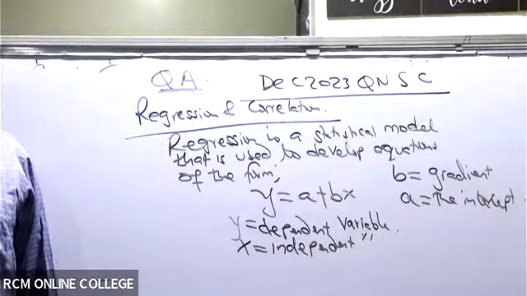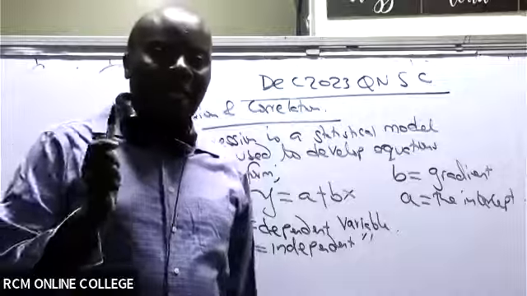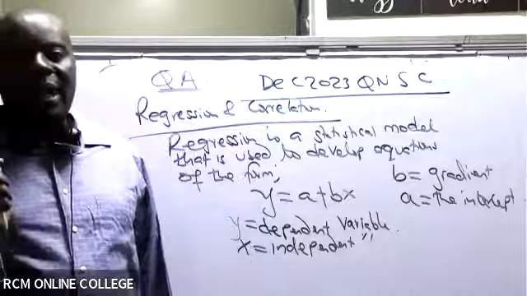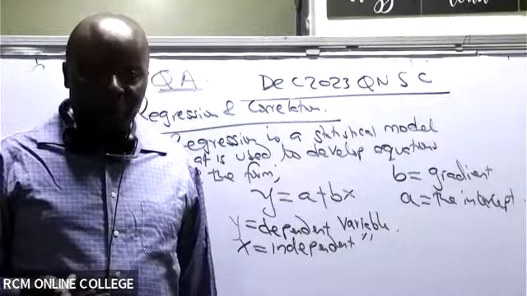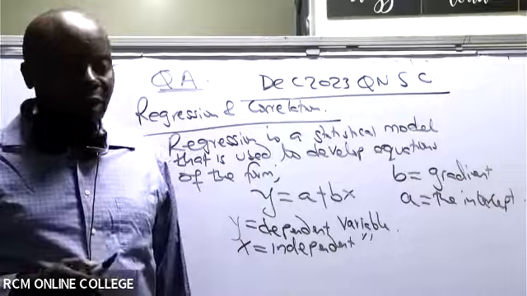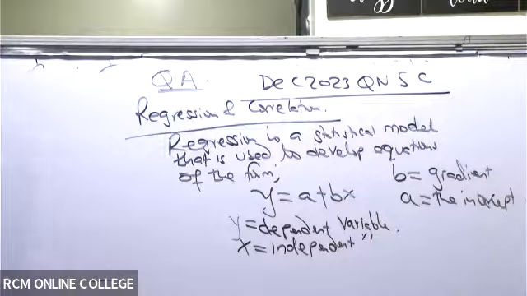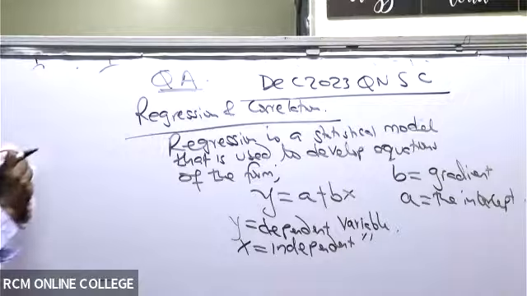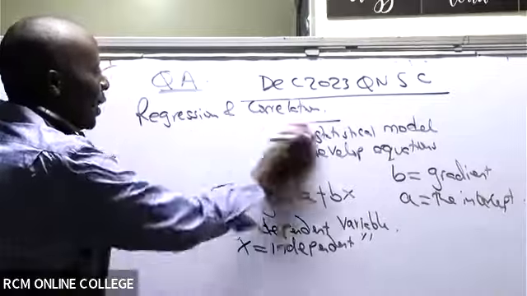Now, ladies and gentlemen, for the years that I've been leading teams to mark ACCA exams, I know normally where students go wrong. In most cases, you'll be given two variables. Let me just demonstrate. You'll be given two variables like this.